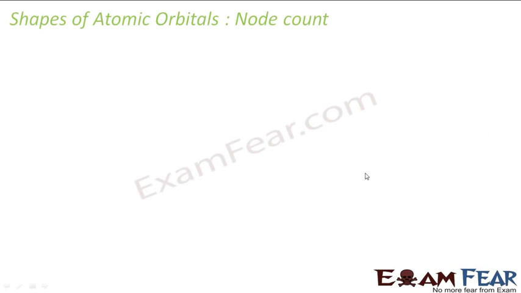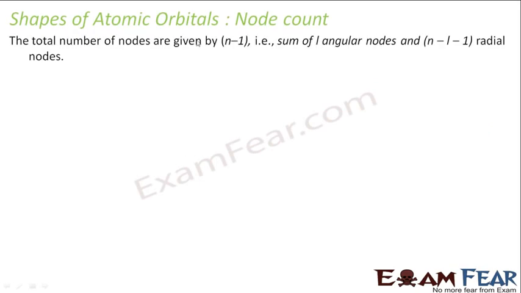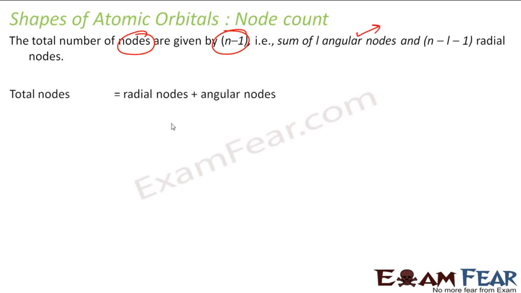Let's check the node count once again. The total number of nodes is given by n minus 1. That is nothing but the sum of angular nodes and radial nodes. Let's see how we got this. The total number of nodes is the radial nodes plus angular nodes, right? The radial nodes are n minus l minus 1, and the angular nodes are l. So if you add these two, what you get is n minus 1. So the total number of nodes is n minus 1 for a given shell. Correct?